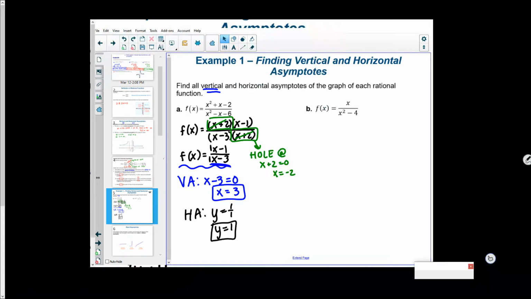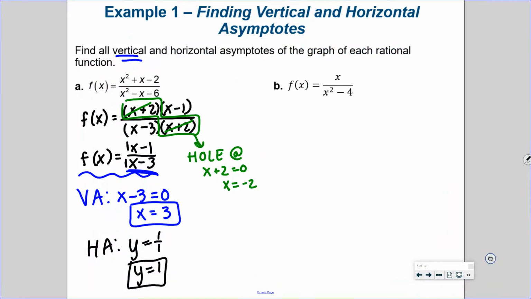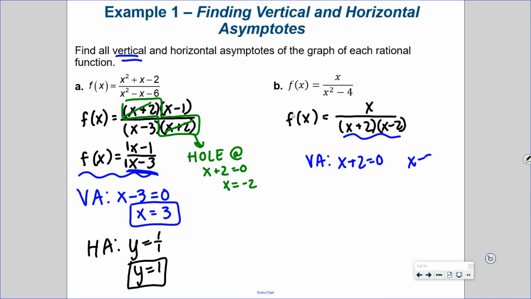Okay, let's try another one. So first step, I want to factor. My denominator I see is factorable. Difference of squares. Nothing cancels here, so no holes. But what's left in my denominator, whenever that is equal to 0, we're going to have vertical asymptote. So I have 2 here. Negative 2 and 2.